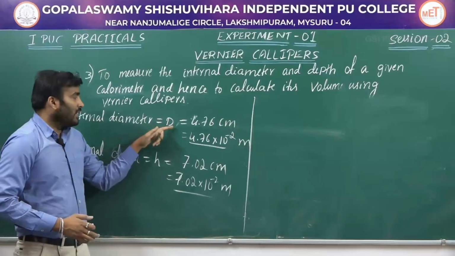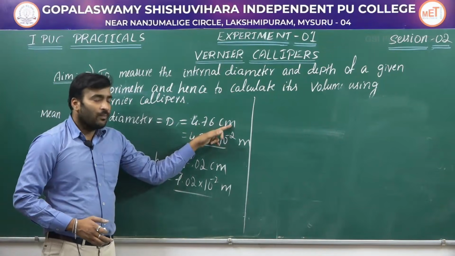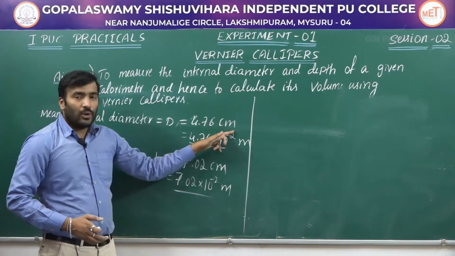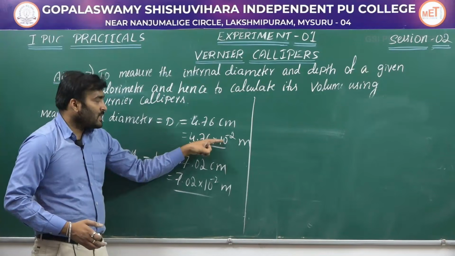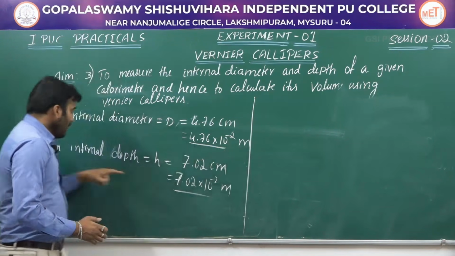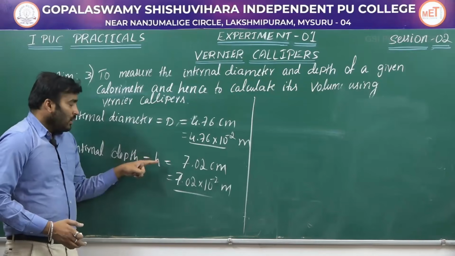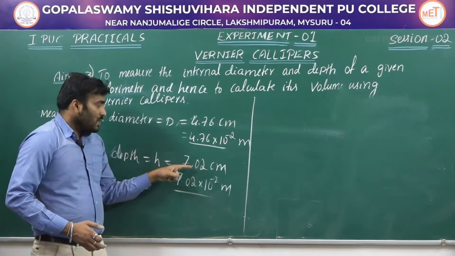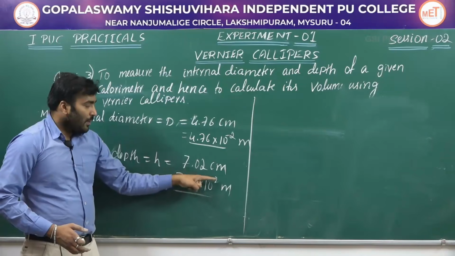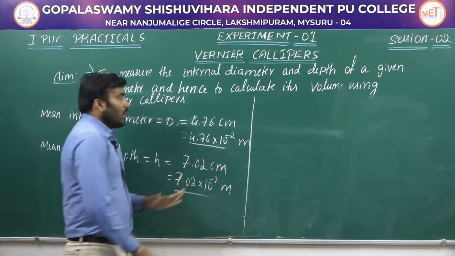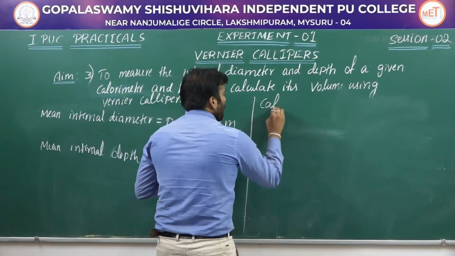Mean internal diameter D is equal to 4.76 centimeter. This is converted into SI unit by multiplying by 10 power minus 2. Therefore, 4.76 into 10 power minus 2 meter. And the internal depth, represented as H, is equal to 7.02 centimeter, which is 7.02 into 10 power minus 2 meter in SI units. Now let us do the calculations of volume.